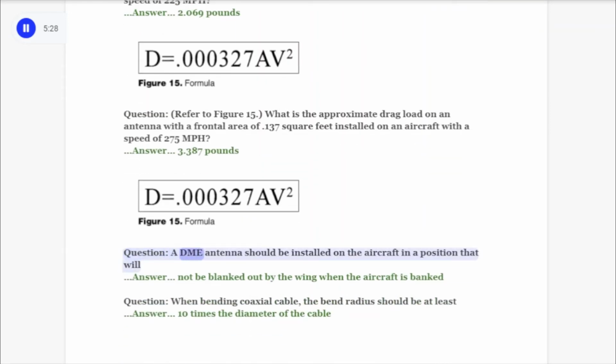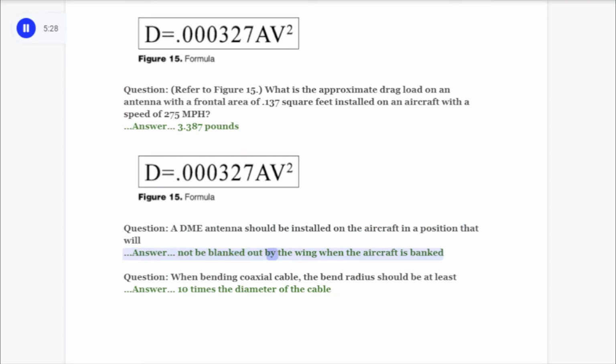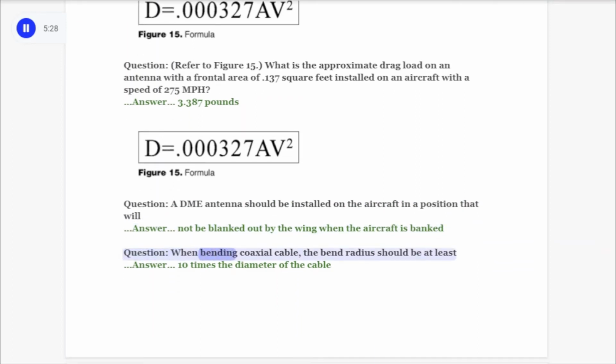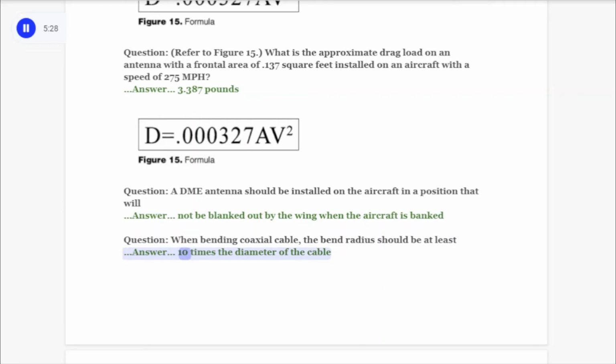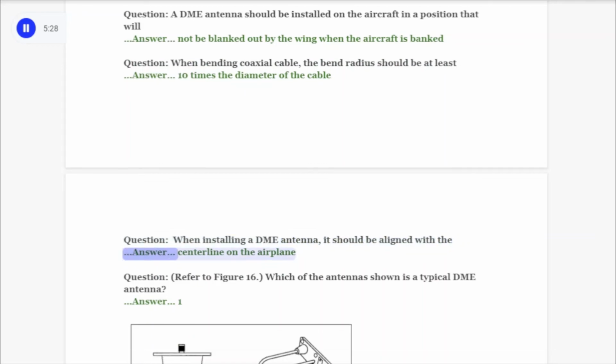Question: a DME antenna should be installed on the aircraft in a position that will. Answer: not be blanked out by the wing when the aircraft is banked. Question: when bending coaxial cable, the bend radius should be at least. Answer: 10 times the diameter of the cable. Question: when installing a DME antenna, it should be aligned with the. Answer: centerline on the airplane.